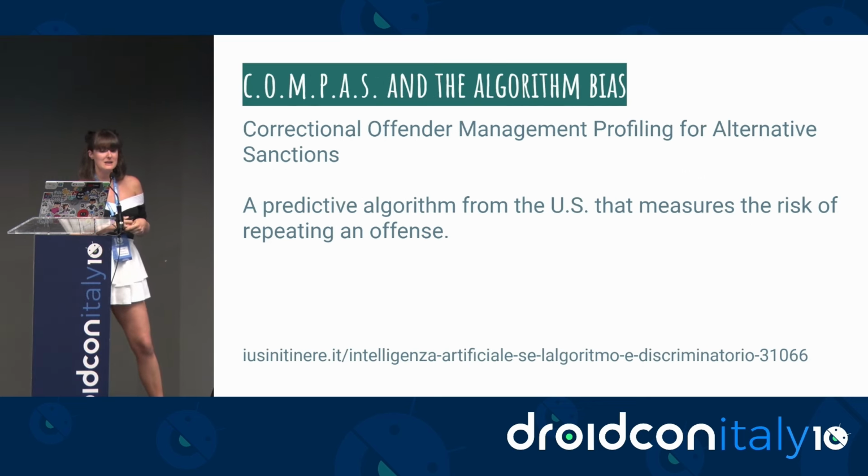Another example was COMPAS, another biased algorithm. COMPAS is a predictive algorithm from the US that measures the risk of repeating an offense. And they discovered that for the same infraction, people with black skin had 80% more chance of being predicted to commit the infraction again compared to a person with white skin. It's based on exactly the same kind of infraction. So imagine the impact that this can have on society.